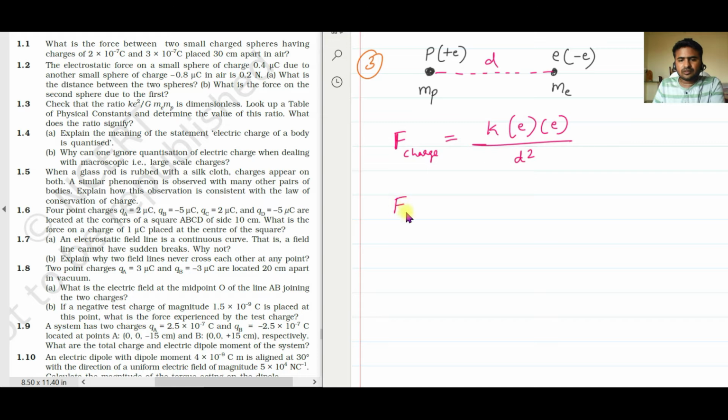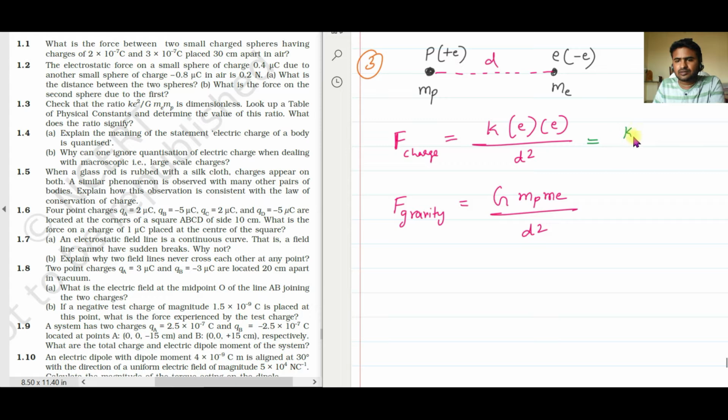Now the gravitational force between these two particles, I'll write as F suffix gravity, and that will be nothing but G into mass of the proton into mass of the electron divided by d square, correct. Both quantities here are forces only, but one is electrostatic force and the other one is gravitational force. And what are they asking? We have to check whether the ratio ke square by G me mp is dimensionless or not.